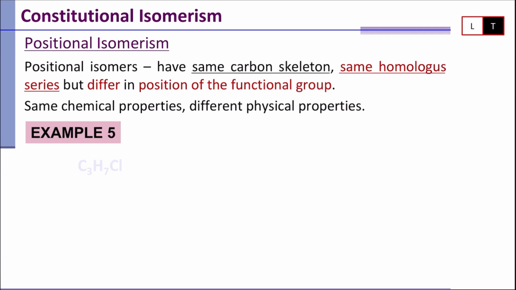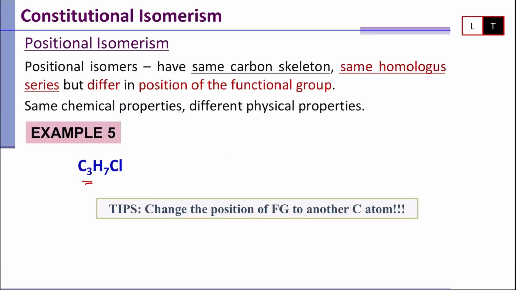I use the first one, C3H7Cl. Kalau saya ada the normal one, saya ada 3 carbon chain sebab 3 carbon, saya akan draw straight line like this one. Okay, di mana saya ada this one, 1 chloropropane. Tetapi, tips yang awak kena ingat, untuk positional isomer, benda pertama yang awak kena detect dalam soalan awak adalah functional group. So for this one, kita ada halogen, di mana this halogen will change its position.